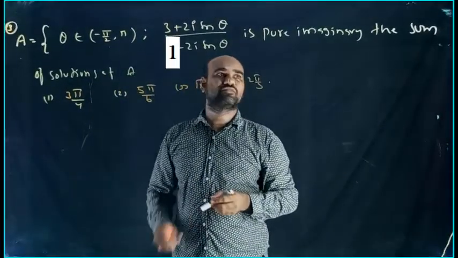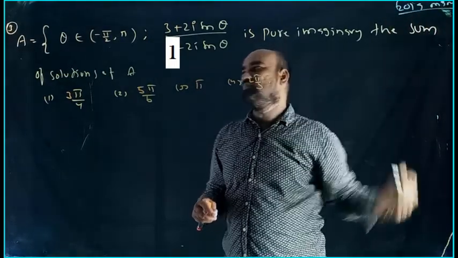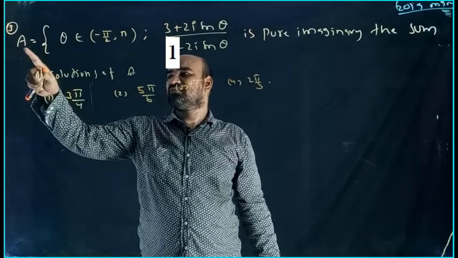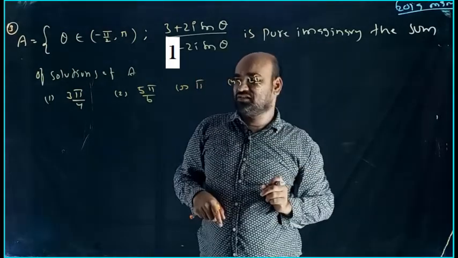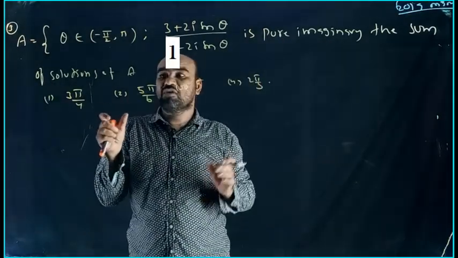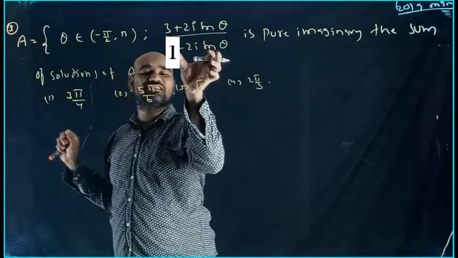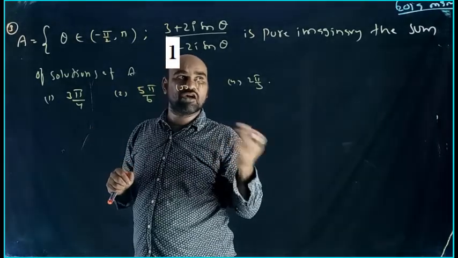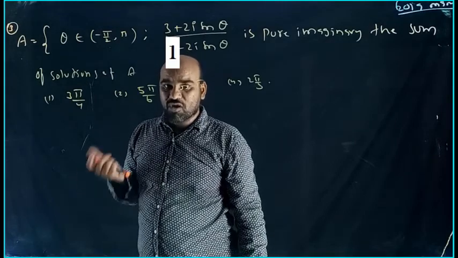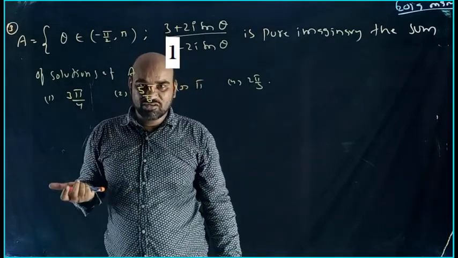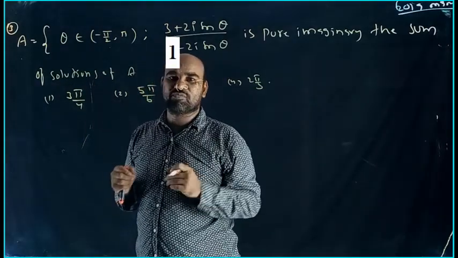Listen, another 2019 Mains problem. A is given as a set of elements which are in this form, and all these elements are only pure imaginary. Then we want to find the sum of the solutions of set A. First of all I want to write this in the form a plus iota b. After that, since it is given as pure imaginary, a should be equal to 0. For what values of theta is a equal to 0? Those values we should add, and then we will get the solution for the problem.